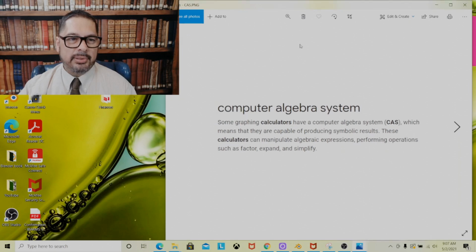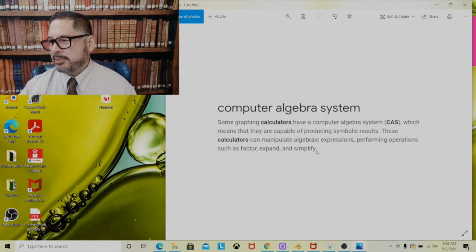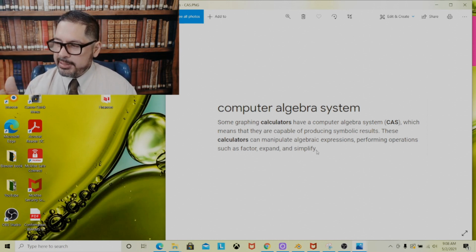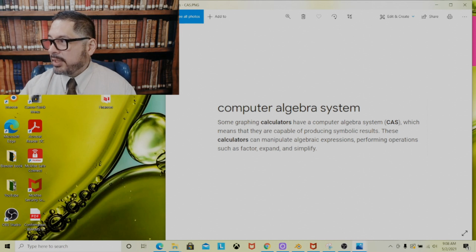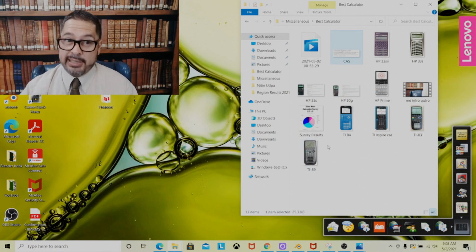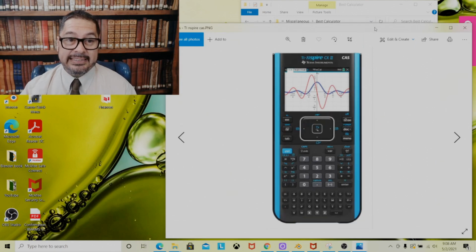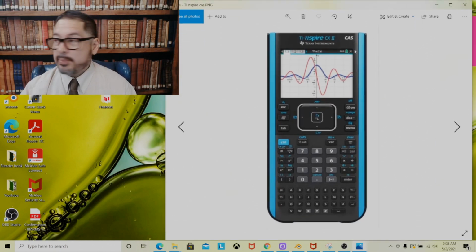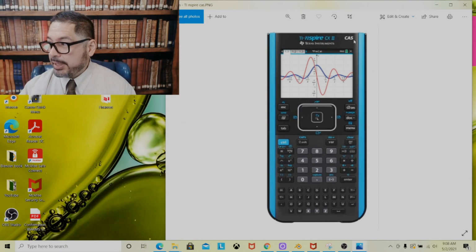Some graphing calculators have a computer algebra system, which means that they are capable of producing symbolic results. These calculators can manipulate algebraic expressions, performing operations such as factor, expand, simplify. It's nice to have the computer algebra system. I will say this, being concerned with the ACT and SAT exams, the SAT does allow the TI Nspire CX CAS, at least the last time I checked. The SAT allowed it, but the ACT did not. For the ACT, you just have to use the CX version, no CAS.